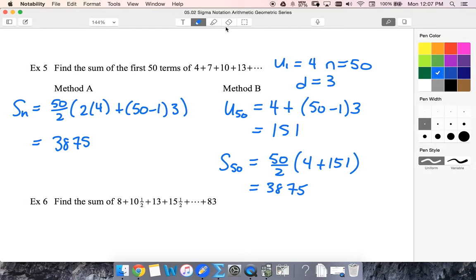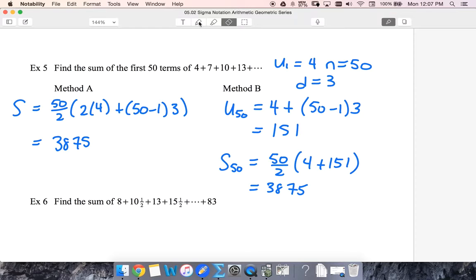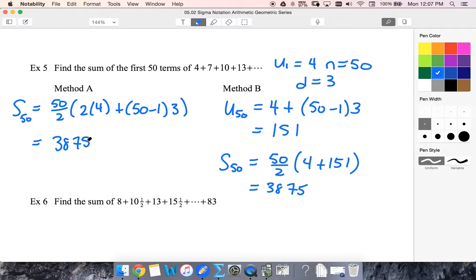Here I should have labeled this as S sub 50 because we didn't find S of n. We found the sum of the first 50 terms. And yeah, that's how we do it.